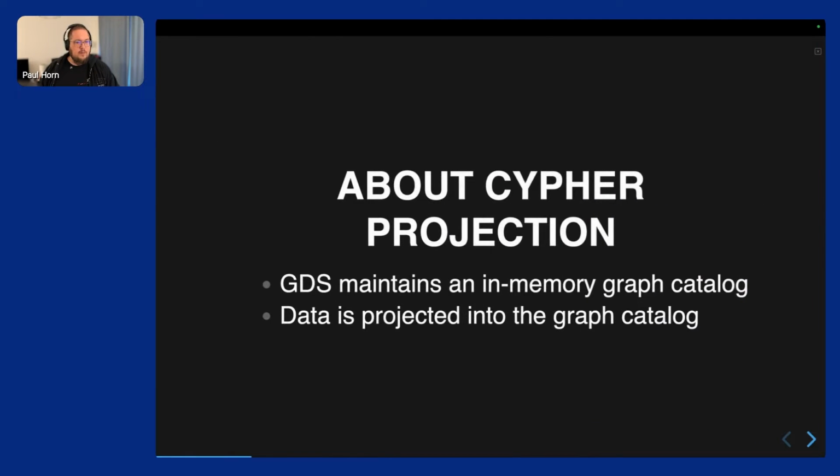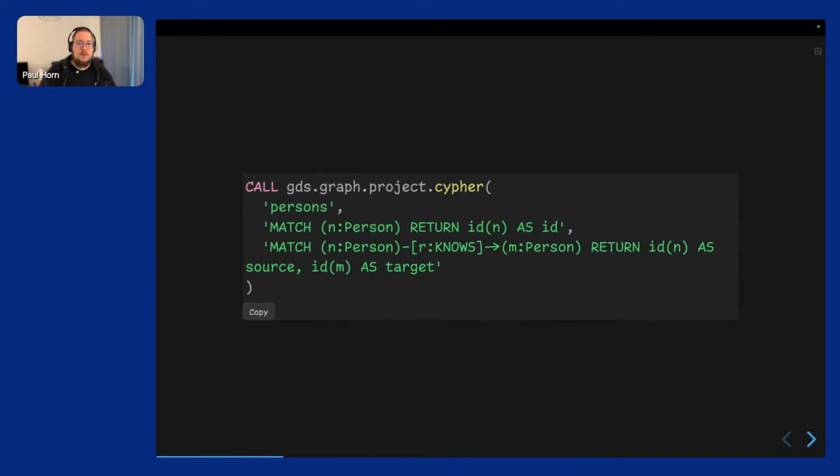That said, one core aspect of GDS is that we don't operate directly on the Neo4j data. Instead, we project the data that we want to use into an in-memory graph catalog, and then you can run your algorithms and ML pipelines on the graphs in the catalog. And one such projection method is the Cypher projection, which used to look like this.